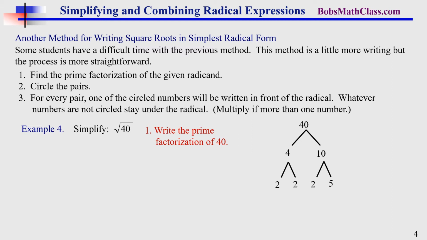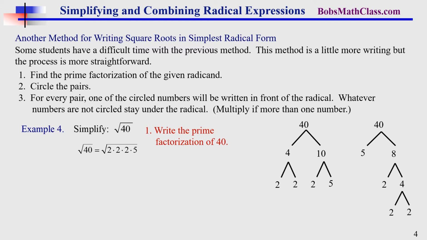If you didn't use 4 and 10, maybe use 5 and 8. Is 5 a prime number? Yes. Is 8 a prime number? No, we could break that down again. That's 2 times 4. 2 is a prime number, but 4 is not. So break down the 4, that's 2 times 2. So again, we look at how it ends. It's a 5 and then 3 2's. So we're going to rewrite the 40 as 3 2's and a 5. That was the first step.